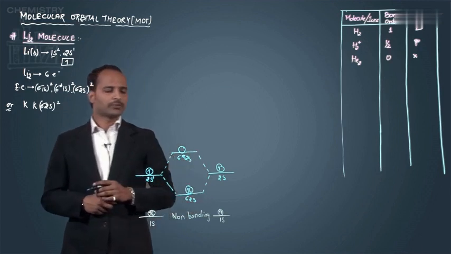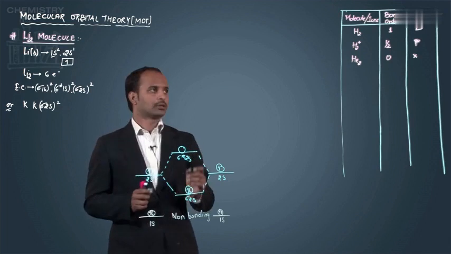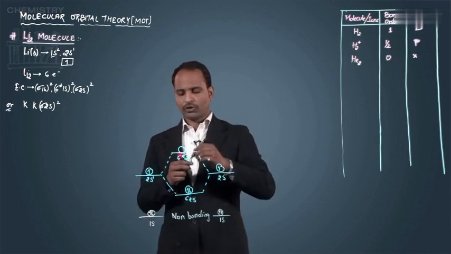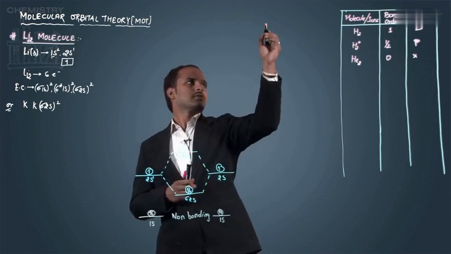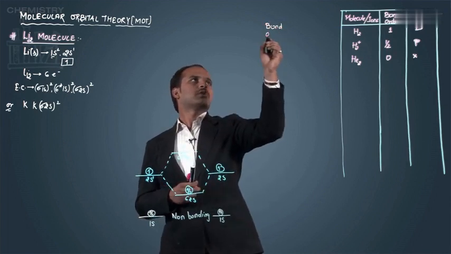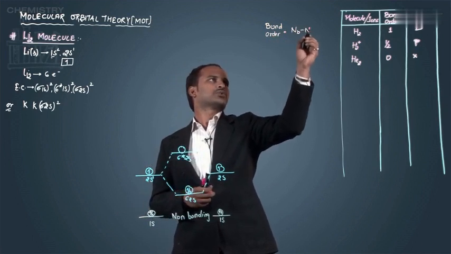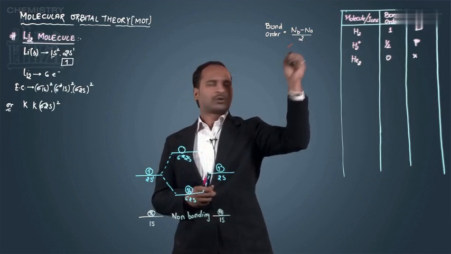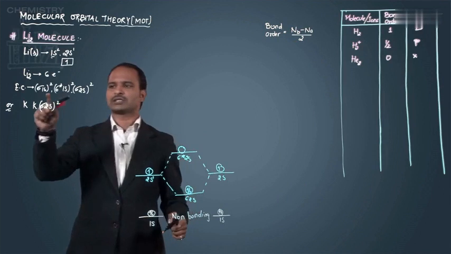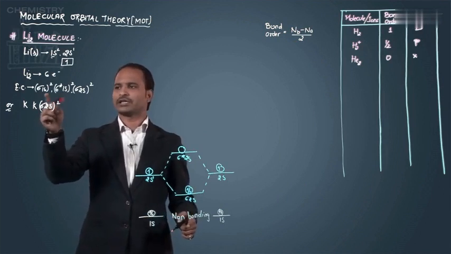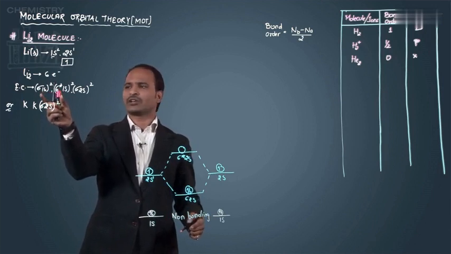And if they are shifted only to the bonding molecular orbital, then for the lithium molecule, what is the bond order? The formula is the same: Nb minus Na upon 2. In the case of sigma 1s and sigma star 1s, they are already nullifying each other. So should we consider these two, or not?